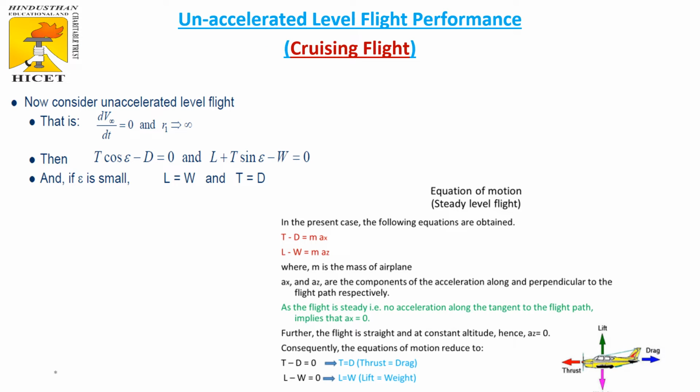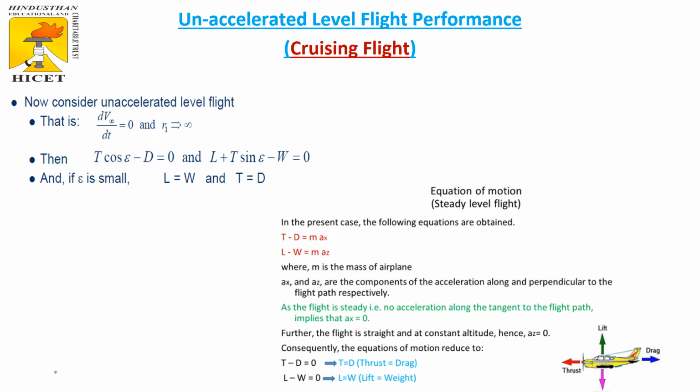For unaccelerated level flight performance, nothing but cruise flight performance, dV by dt always becomes zero because it is unaccelerated. It is maintained at a constant speed. So the equation of motion derived for the aeroplane, based upon the angle epsilon, is T cos epsilon minus D equal to 0, L plus T sin epsilon minus W equal to 0. Since our flight is unaccelerated and in steady level flight conditions, the angle also becomes 0, which is small.